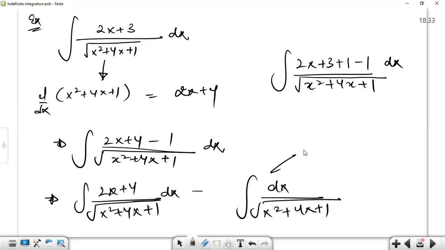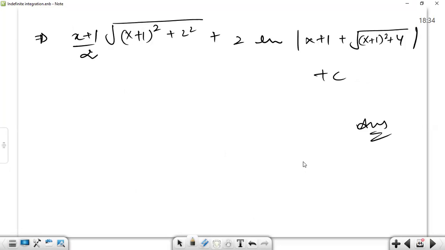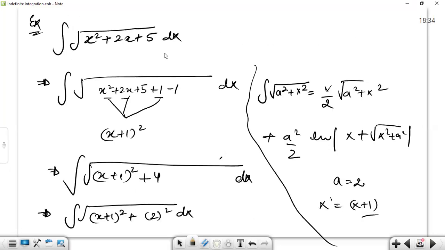So now this has become the same type of question which we have just solved. We have solved a similar question here. Simply we will make it a perfect square, then it will be easily solved by using those standard results.